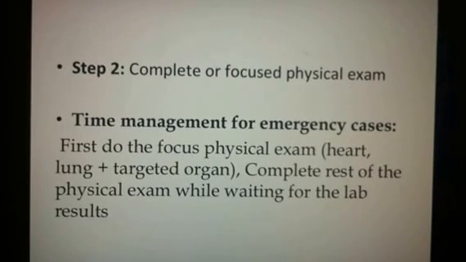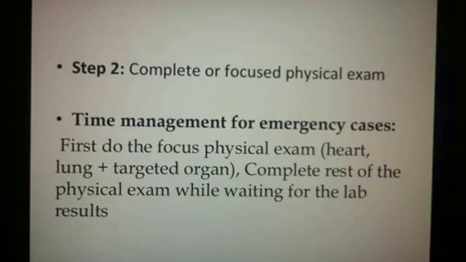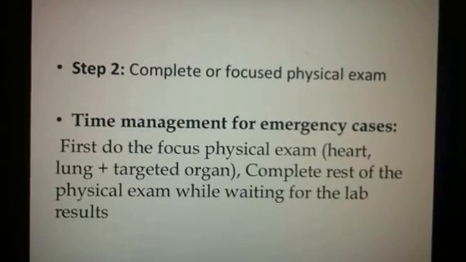Step 2 is a complete or focused physical exam. If the patient is stable, do the complete physical exam. If the patient is not stable or has a life-threatening condition, do the targeted physical exam. Do the heart, lungs plus targeted organ, and do the rest of the physical exam while waiting for the lab results.